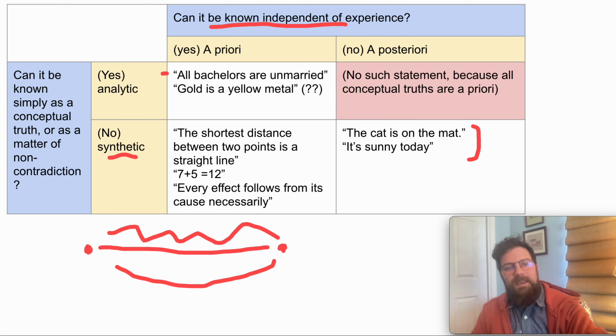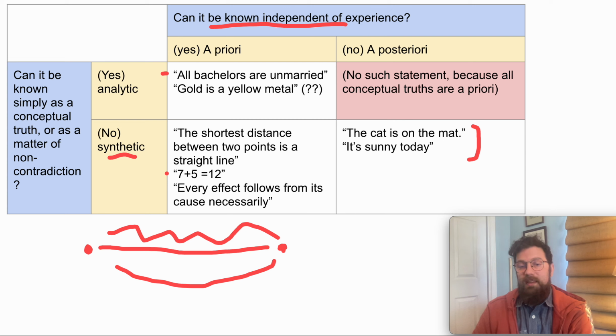Right? He also makes the claim about a statement of arithmetic. 7 plus 5 equals 12. That's a necessary truth, and you don't have to check it using experience or science experiments once you've really grasped what it means and why it's true.